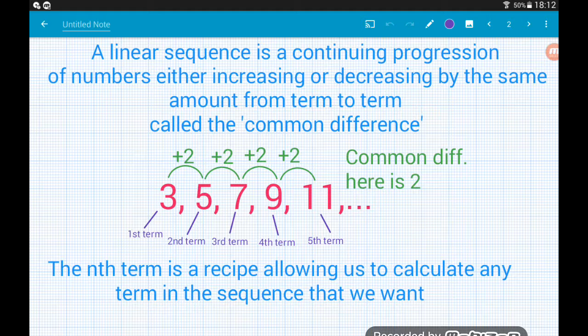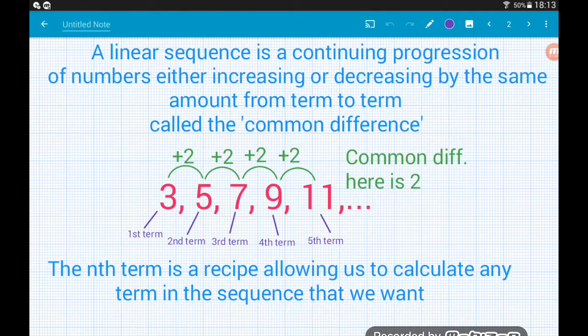called the common difference. So if we check out this sequence here, 3, 5, 7, 9, 11, 3 is the first term, 5 is the second term, 7 the third, 9 the fourth, 11 is the fifth term. Now this sequence would go on forever and never stop. You can probably tell that the number this sequence is increasing by each time is 2. Every term is increasing by 2 to get to the next term. So we would say the common difference of this sequence is 2.